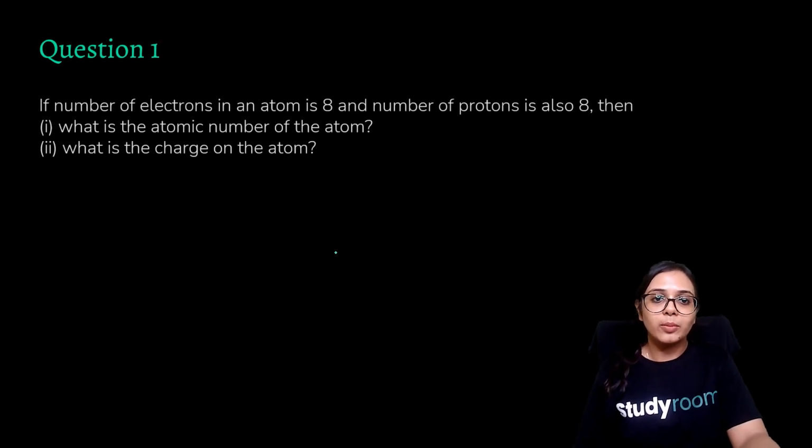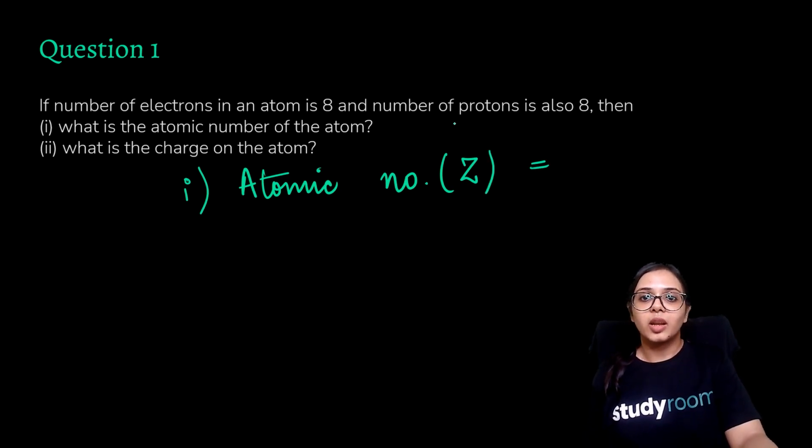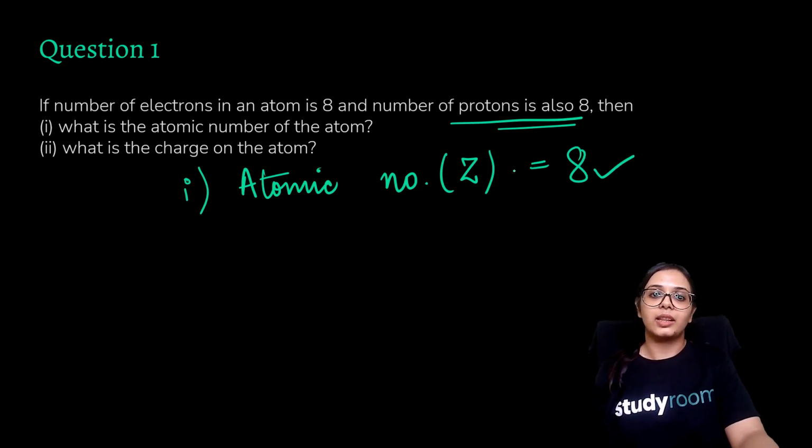Question: if the number of electrons in an atom is 8 and the number of protons is also 8, then what is the atomic number of the atom? So we know that the atomic number of the atom, that we also designate by Z, is equal to the number of protons. And since the number of protons is given to us in the question, we can safely say that the atomic number of this atom is 8.